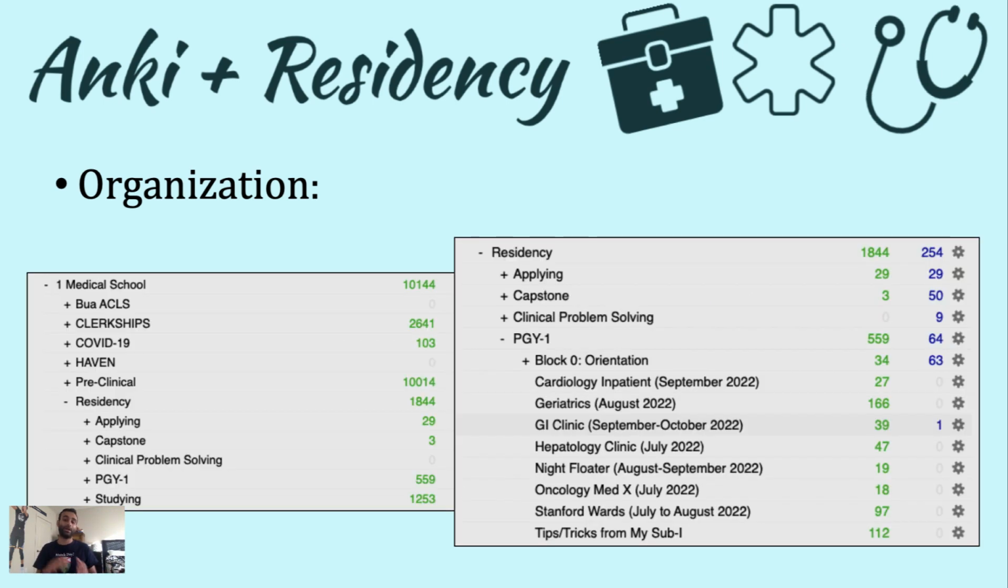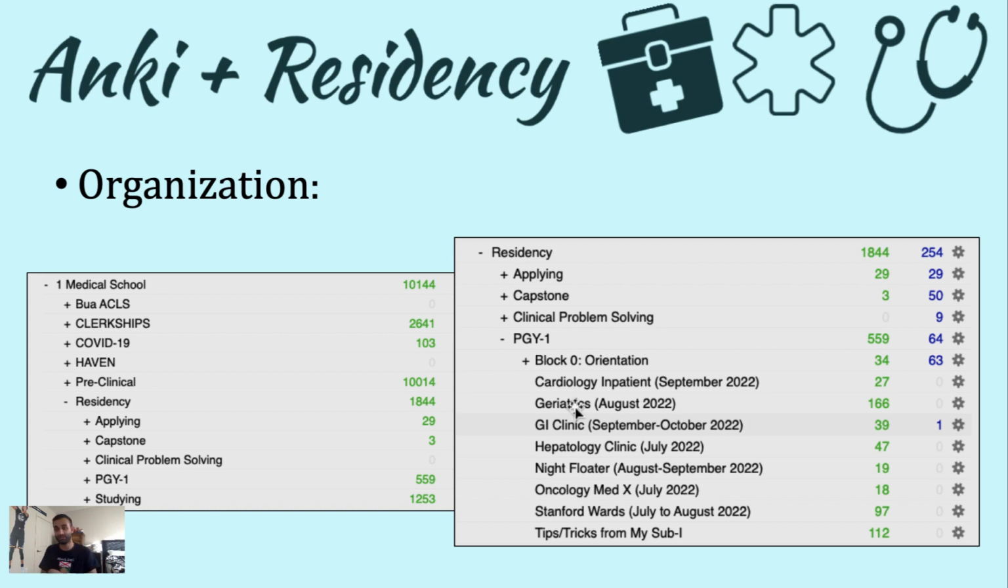If you actually then go into my PGY1 year, if I open up this deck, you can see that I have a bunch of additional decks, and each of those decks are also separated by the month and when I did the rotation. So you can see I did a cardiology rotation that's in September. You can see I did a geriatrics rotation in August. And by having the specific rotation and the temporality, it gives me two ways to organize my knowledge. When I make a card, I know the specialty the card is related to, but I also know the time at which I made that card.